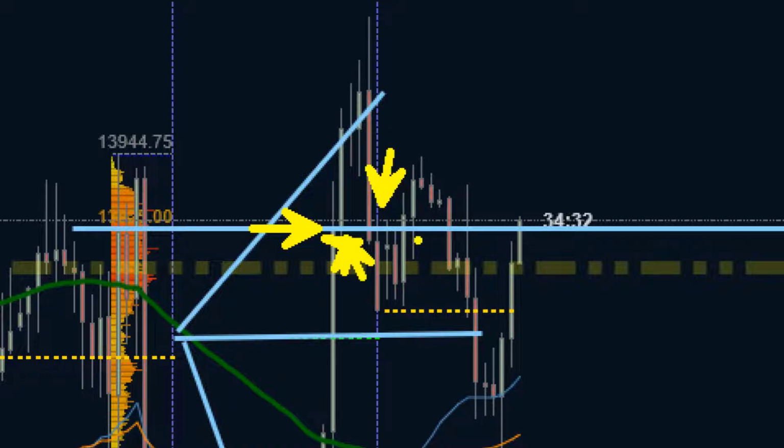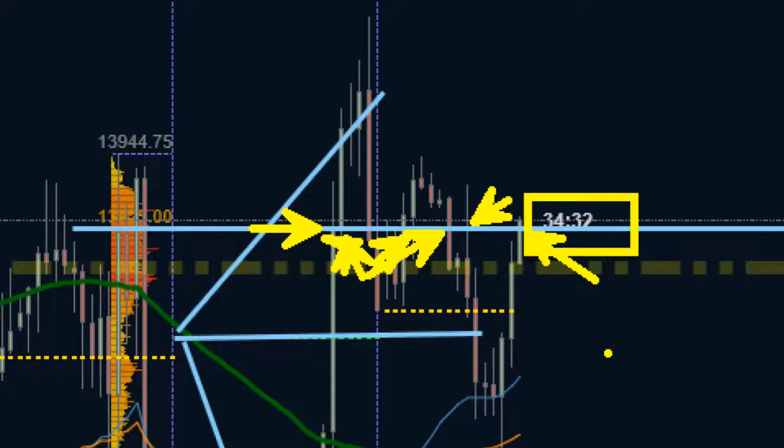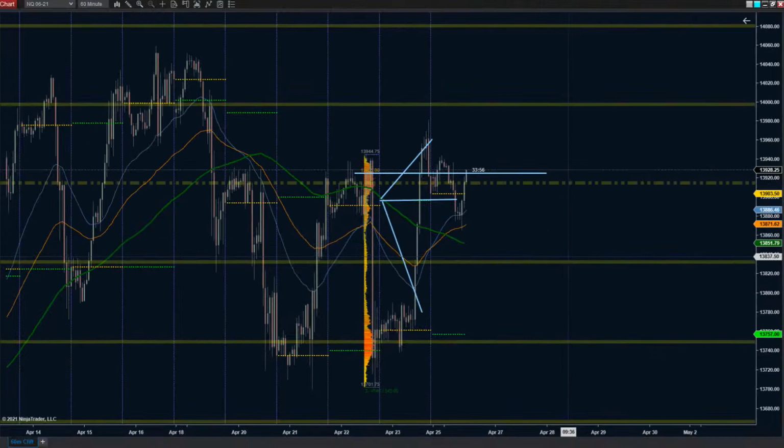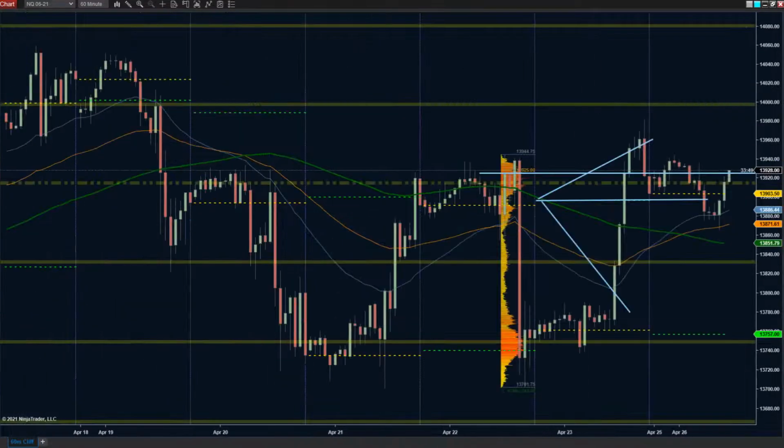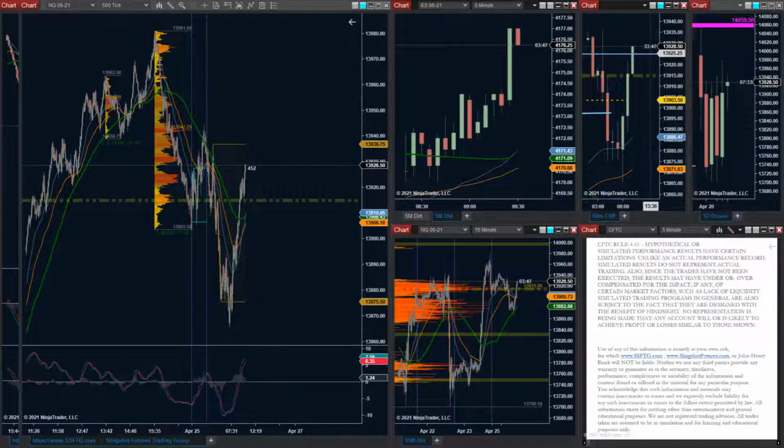Then it closed above it. Right? Acted as support only one time. I mean, that was the only time it came back before it ended up chopping down, acted as resistance. Now, you better believe I am very curious what happens in the next 34 minutes. I want to see, where does this thing close? Do we close above this? If we do, I'm going to be interested on that pullback. Zone of interest hovering around the 13,925s.